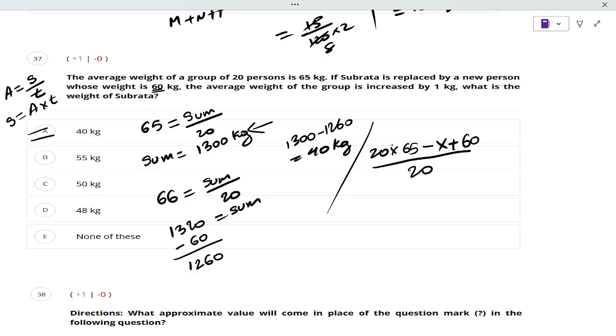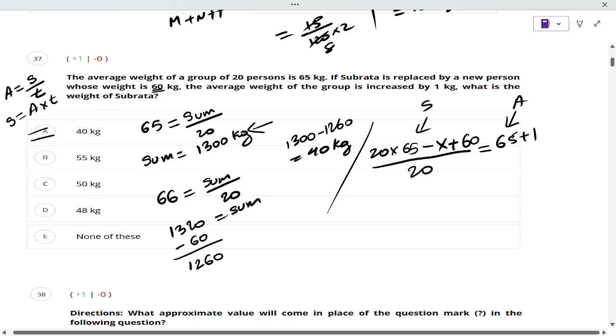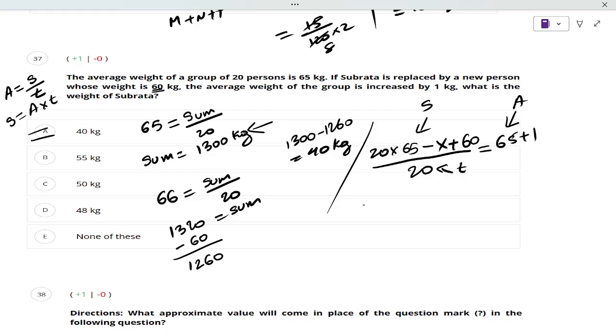Why? Because this is the sum of the new total number of persons. Now, divided by the total number of persons, even if Subrata left the group and a new member was replaced, 20 will be 20 only. Now if you find this one, and then this says again the average weight increased by 1 kg, that means 65 plus 1. So this is the average, this is the sum, this is the average, this is the sum, and this is the total. Now even if you solve this way, you will get x is equal to 40 kg.